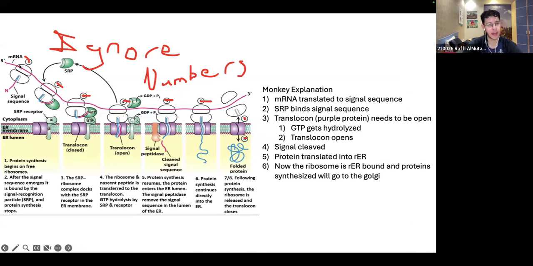Now, let's say it does express an SRP. This is what happens. The mRNA gets translated. It makes a signal sequence. The SRP binds the signal sequence, and brings the ribosome to the rough endoplasmic reticulum. The ribosome now needs this channel to be open, so we break this GTP, causing energy to open this channel. The protein will then be translated inside. So the protein that we're making is going inside the rough endoplasmic reticulum. We have this unnecessary signal sequence, so we just cleave that. And now the protein is being made, and the ribosome is rough endoplasmic reticulum bound. So this is it in a nutshell.